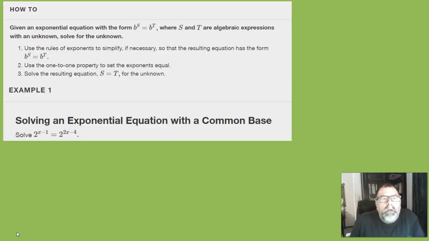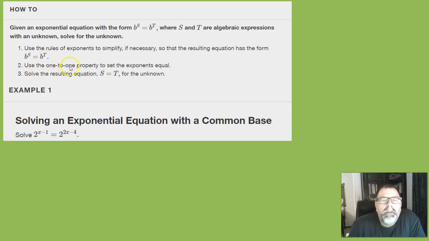Okay, example 1, solve an exponential equation with a common base. Solve 2 to the x minus 1 equals 2 to the 2x minus 4. If we read the technique up here, first step, use the rules of exponents to simplify if necessary, so that the resulting equation has the form b to the s power equals b to the t power. So we want to have the same base on both sides, which we do. So that step's done. There's no work for us to do.